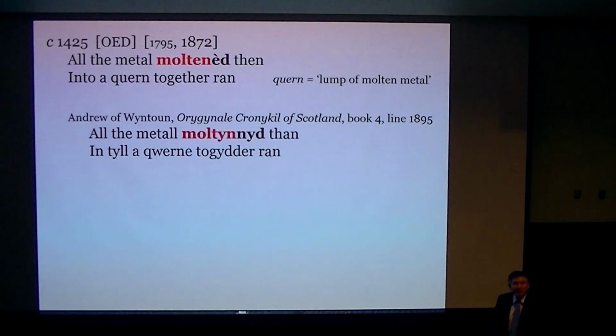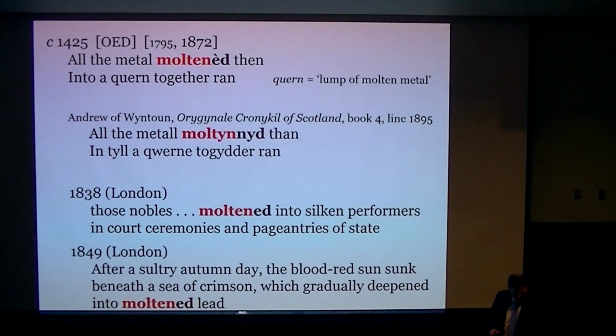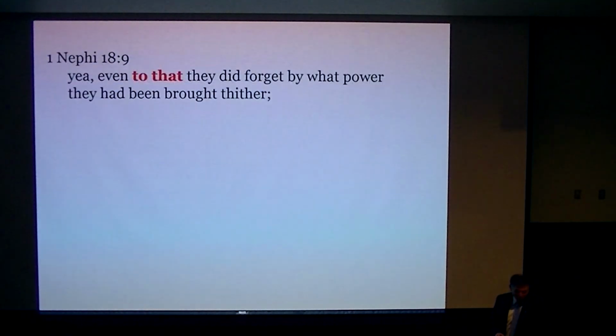This is how it looked in the original manuscript, the original Chronicle of Scotland. I have searched high and low for this, and I have found it as early as 1838 in a London published book: "Those nobles moltened," and then this one from 1849, "molten lead." "Yea, even to that they did forget." So that was Northern Early Modern English.